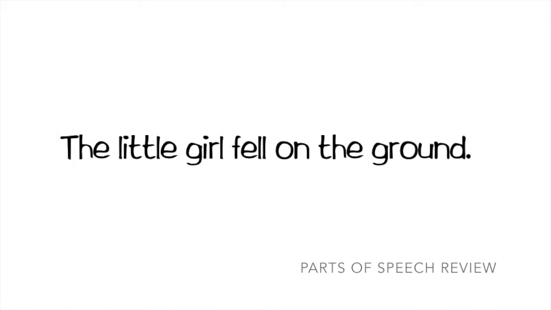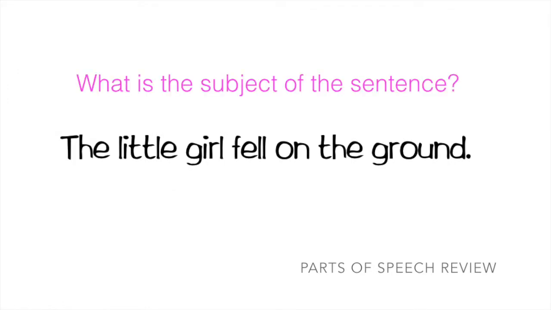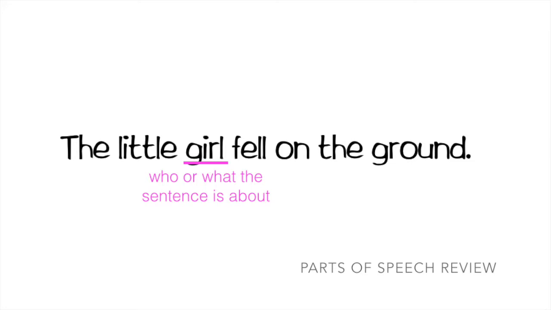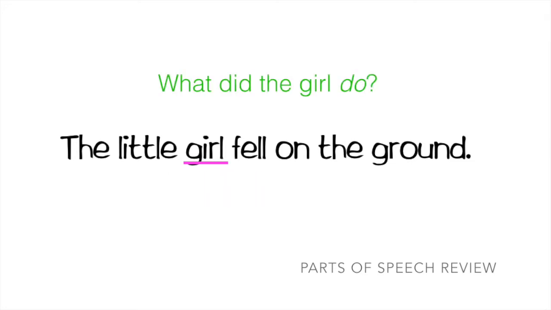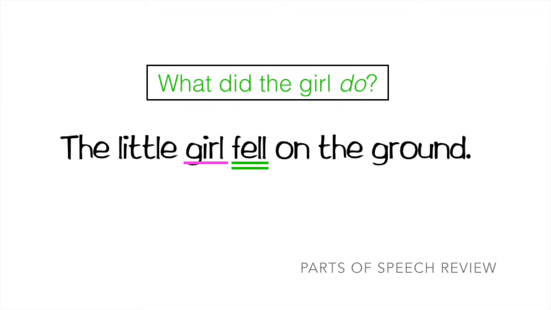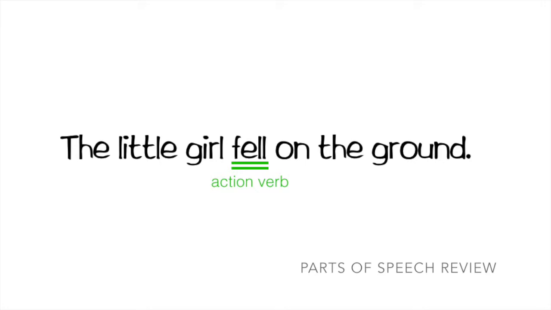Here's an example. The little girl fell on the ground. First, we ask ourselves, what is the subject of this sentence? Well, girl, which tells who or what the sentence is about. Then we ask ourselves, what did the girl do? Well, the girl fell. Since fell answers what the girl did, we know it's an action verb.